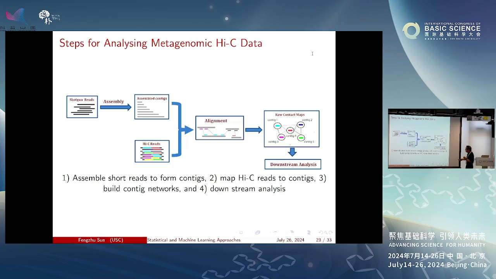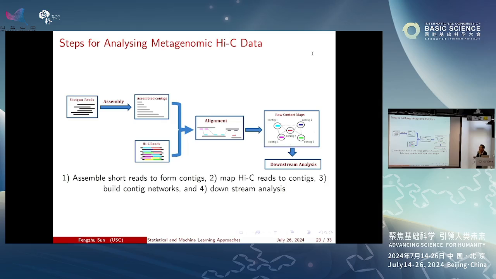You also have the Hi-C reads. And then you map one end of the Hi-C read to all the contigs, and the other end to all the contigs. And from there you see where they are mapped. They may map to different contigs, and then these contigs are physically close together.